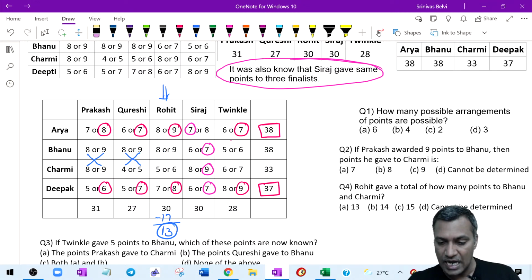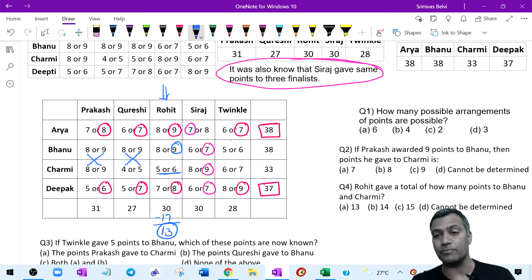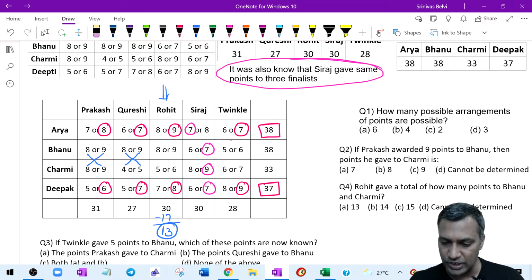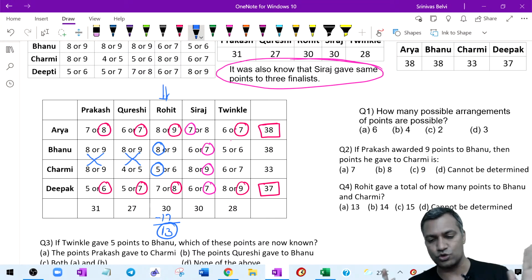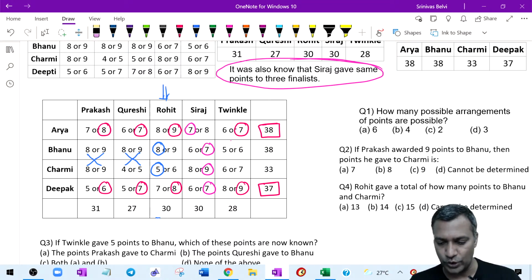If you think, no sir, I will select 9 here, tell me what you will give to Charmi so that it becomes 13. There is no way. Therefore, the only possibility is that Rohit must give 8 to Bhanu and Rohit must give 5 to Charmi. There is no choice in the matter. So this is clear. Rohit's issue is very clear. I know how to get this 30.